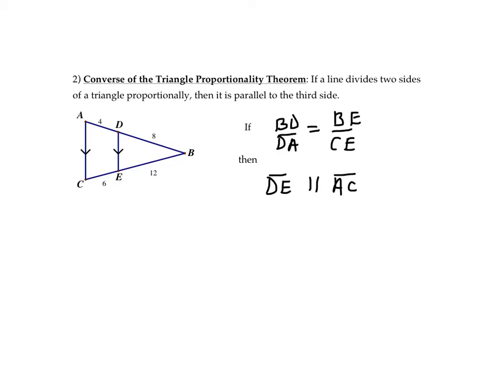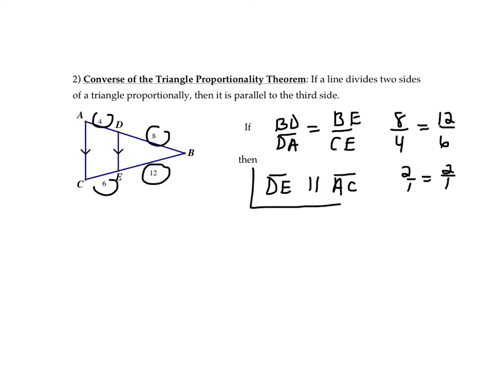In our picture, BD is equal to 8, so we're going to have 8 over DA, which is 4. We're going to see if that's equal to BE, which is 12, over CE, which is 6. So if you check it out and simplify your fractions, we get 2 over 1 is equal to 2 over 1. So the answer is yes, that DE is definitely parallel to line segment AC.